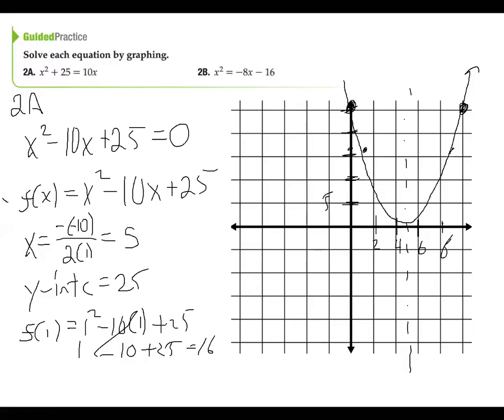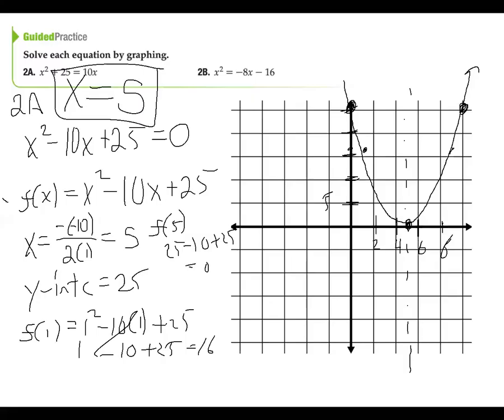Okay. Also, if you plug in the axis of symmetry, f of 5 would be 5 squared, which is 25, minus 10 times 5, which is minus 50. So you get 25 minus 50 plus 25, which would equal 0. So that'd be that point right there. Or you can see the graph, the vertex is right on the x-axis. So the only solution to this equation would be x equals 5.